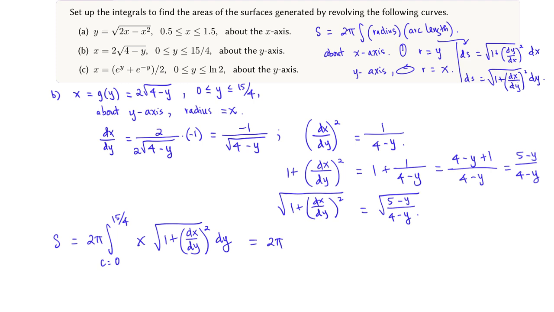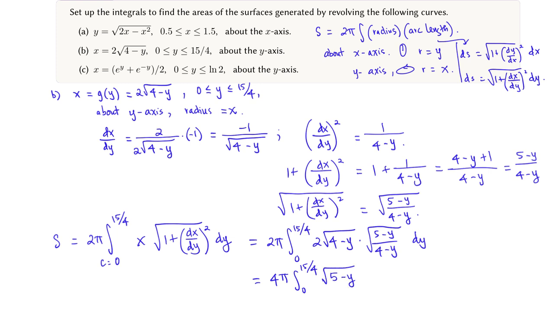But x is given as 2 times the square root of 4 minus y, and so we just simply substitute x with 2 times the square root of 4 minus y. The arc length is the square root of 5 minus y over 4 minus y. And then don't forget dy. The constant multiple of 2 pi times 2 is 4 pi. Integrate from 0 to 15 over 4. The square root of 4 minus y cancels out, so we end up with the square root of 5 minus y dy.